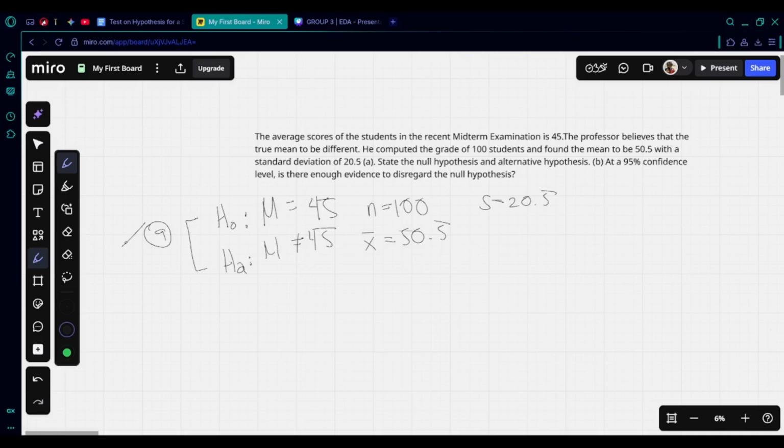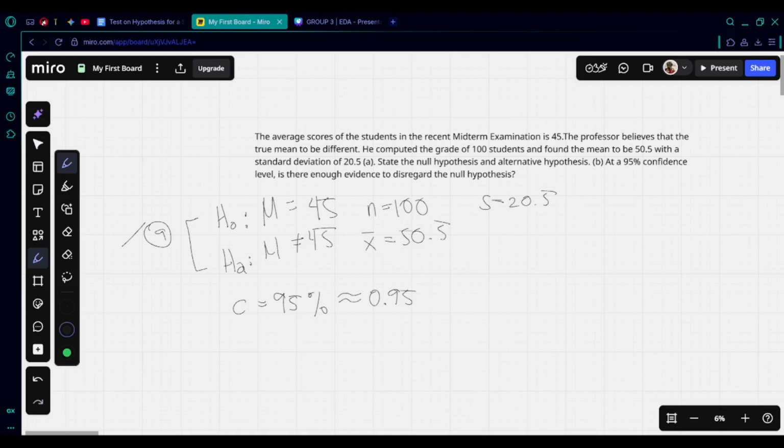So we have our check here, and B with a confidence level of 95%. Sabi, ang confidence level daw ay 95% or 0.95. Ang tanong, is there enough evidence to disregard the null hypothesis? Meron ba daw enough evidence para ma-disprove or ma-disregard ang null hypothesis?